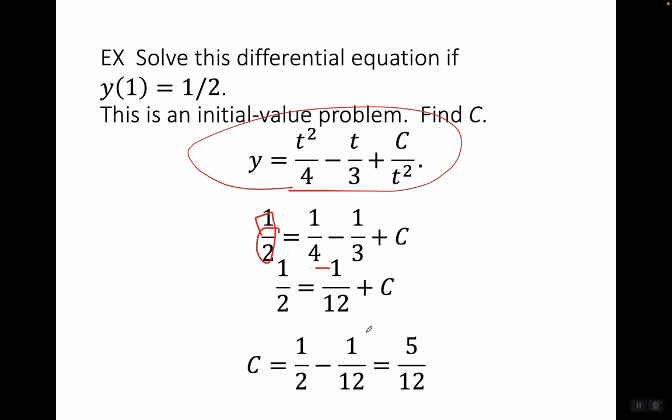So we have 1/2 equals negative 1/12 plus c. Let's add a 12th to both sides. So you have 1/2 plus a 12th. Sorry, I forgot that minus sign earlier. And c is going to equal 7/12. Sorry about that, folks.